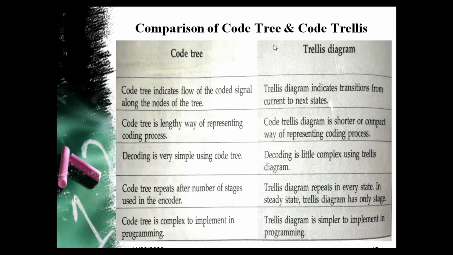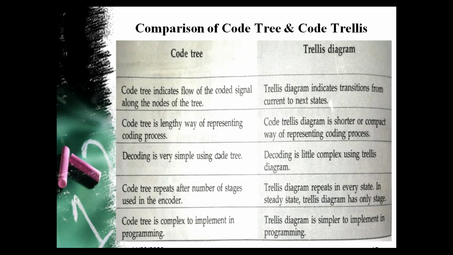And here, a comparison of the code tree and the code trellis. Code tree indicates the flow of the coded signal along the nodes of the tree, and trellis diagram indicates the transition from current to next state. Code tree is a lengthy way of representing the coding process. Code trellis diagram is a shorter or compact way of representing the coding process. Decoding is very simple using code tree. Decoding is a little complex using trellis diagram. That is the saying.